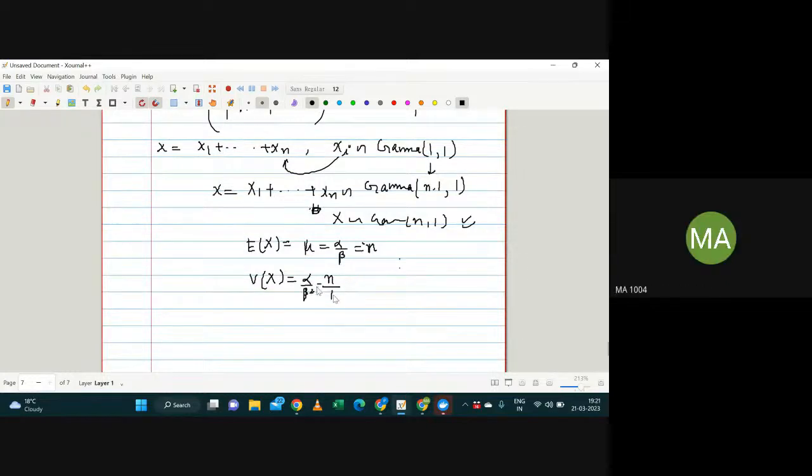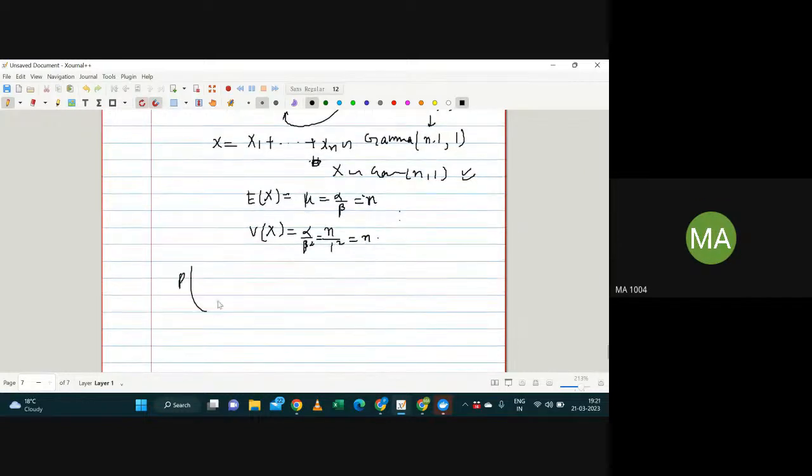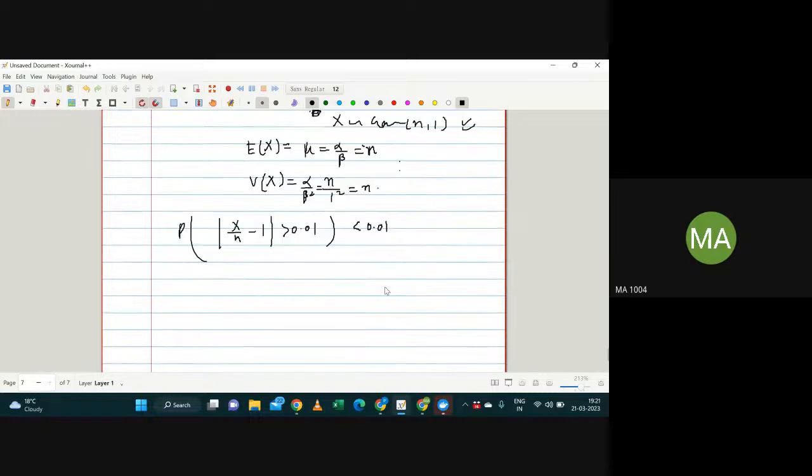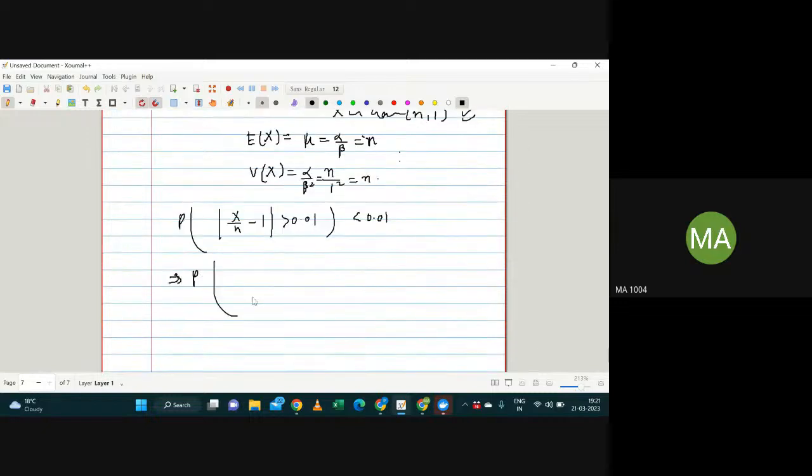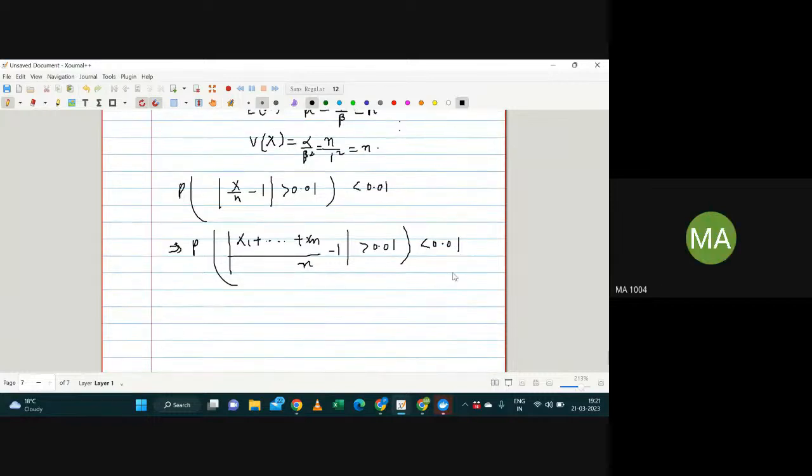Alpha by beta square, so it will be 1 n by 1 square, which is again n, right? Now, what we have to find out? We have to find out the mod of x by n minus 1 greater than 0.01, less than 0.01. As my x is x1 plus ... plus xn, it will be mod xn divided by n minus 1 greater than 0.01. Can I write down these things? Yes, sir.